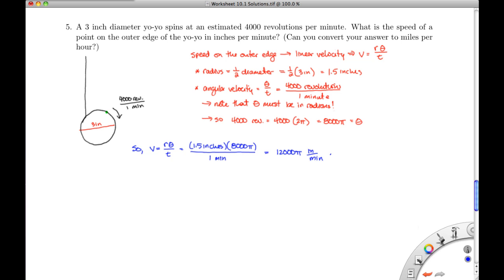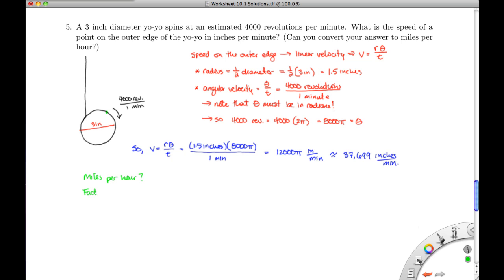Now, to have this make a little more sense, we could approximate this, and this gives us 37,699 inches per minute. So that's the speed of a point on the outer edge of the yo-yo. Now it also asks us to consider, could we convert this to miles per hour? So let's do that one next. So miles per hour. There is one bit of information that may not be accessible readily from your brain. You might need to look this up or be given it. But in order to convert to miles per hour, we are going to want to know this.